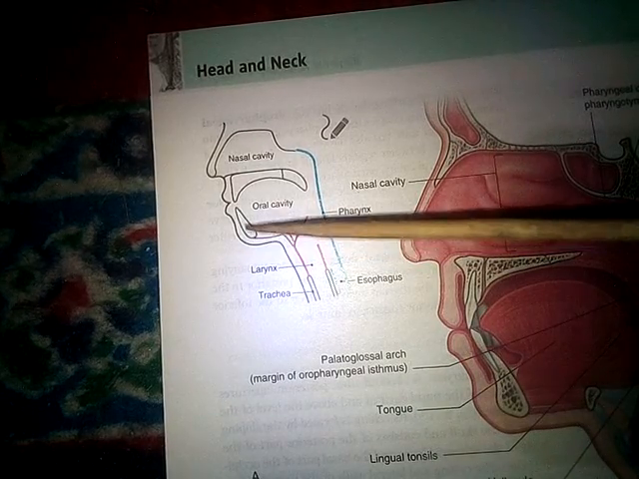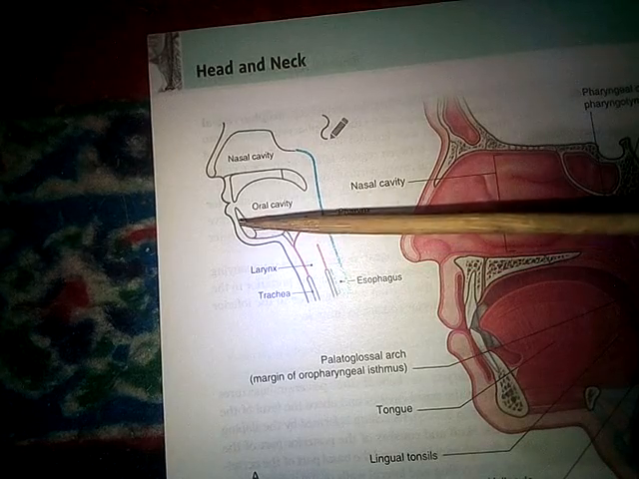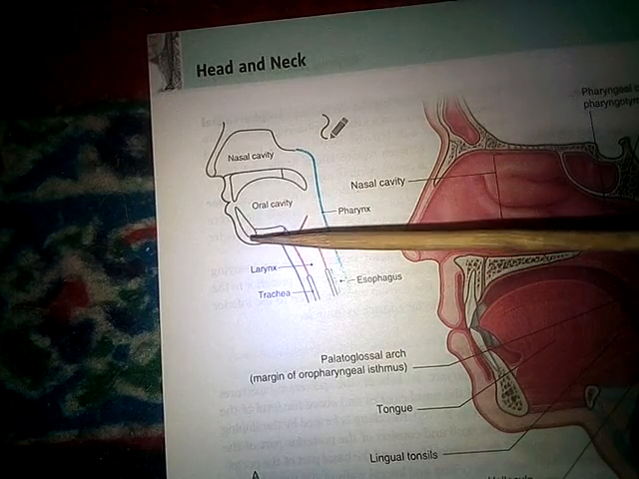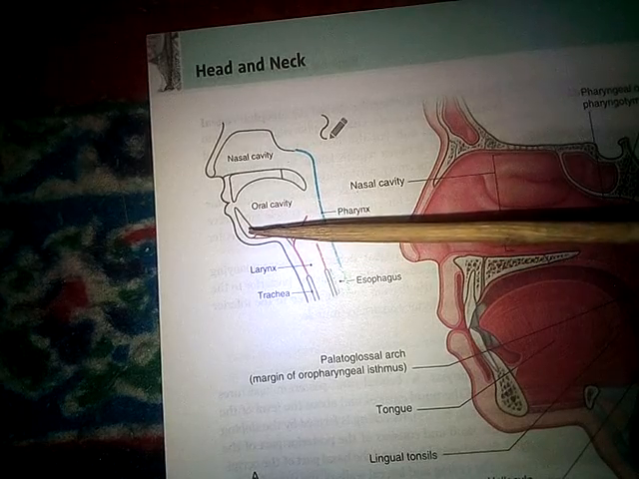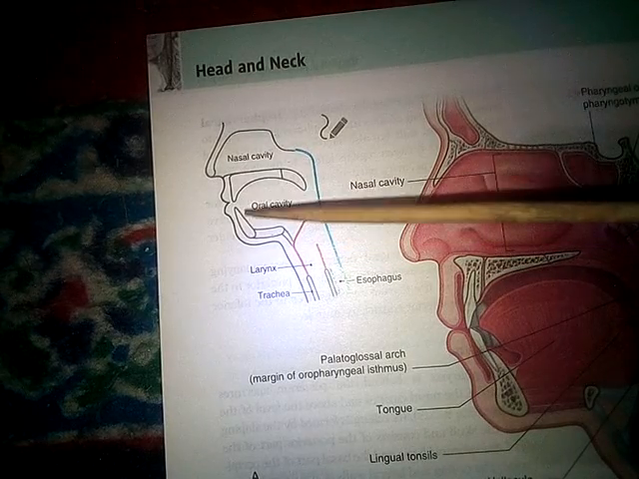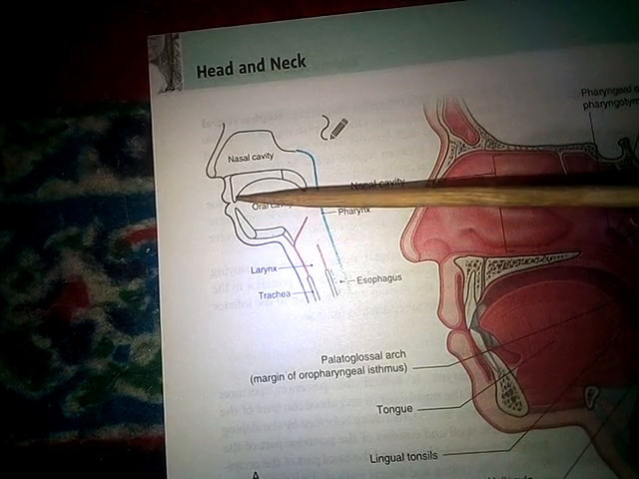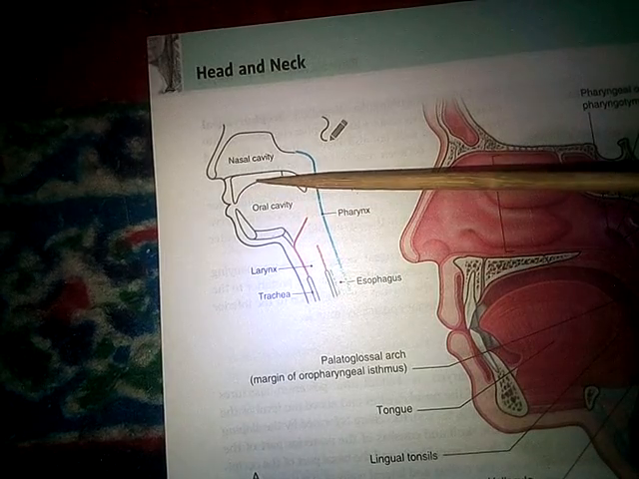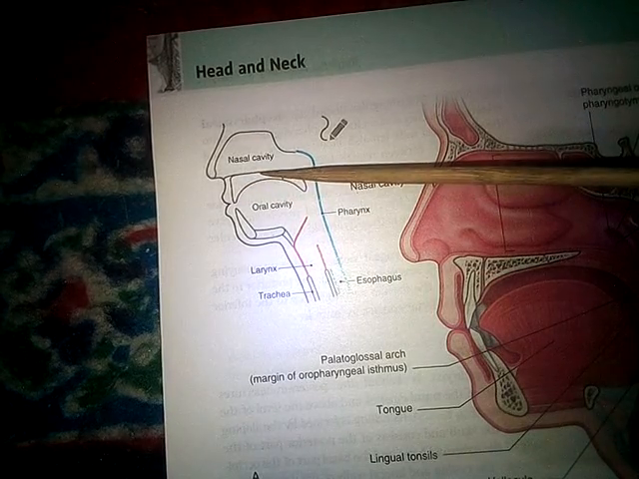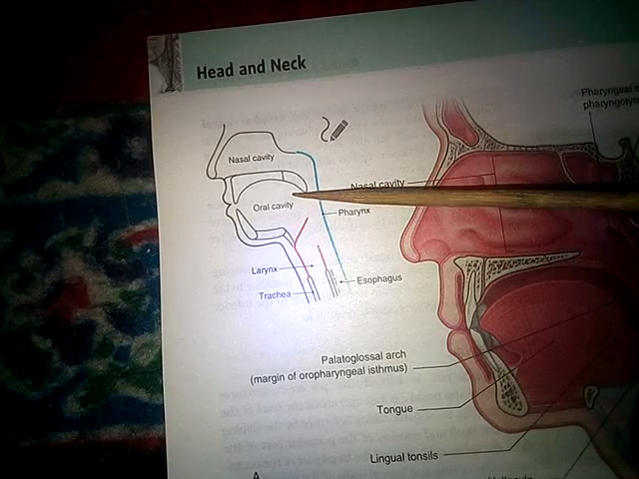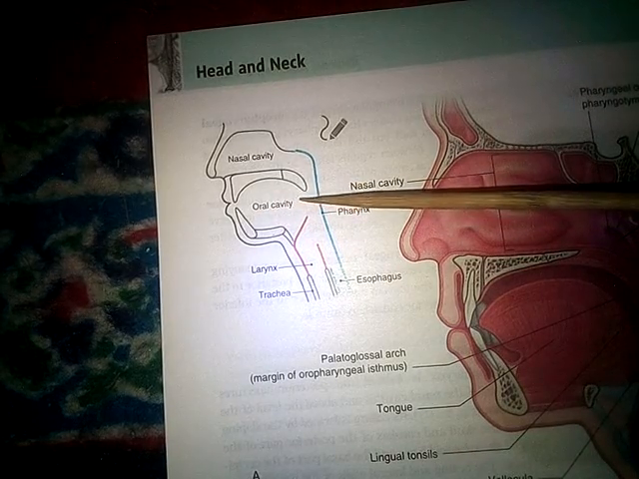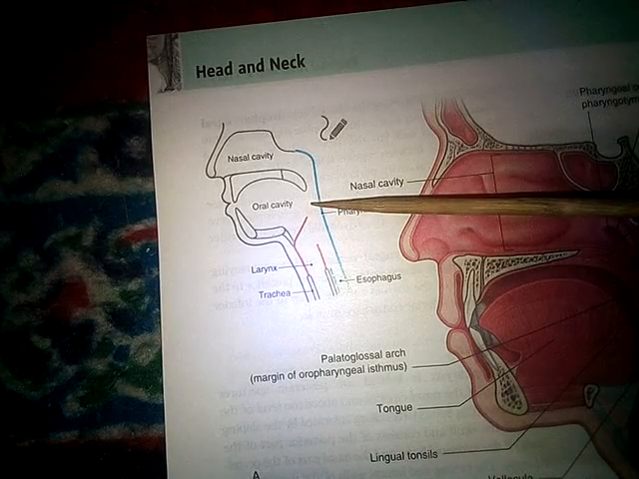Mawa, gutkha, all such things are taken within the vestibule of oral cavity. Anyway, this part of the oral cavity which is behind the teeth is called oral cavity proper. Clear? And the oral cavity posteriorly opens into the oropharynx.